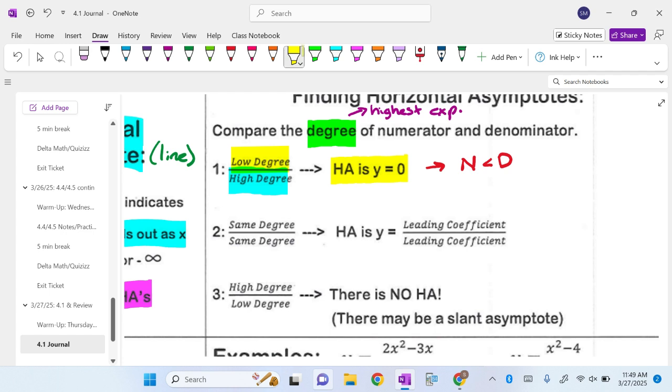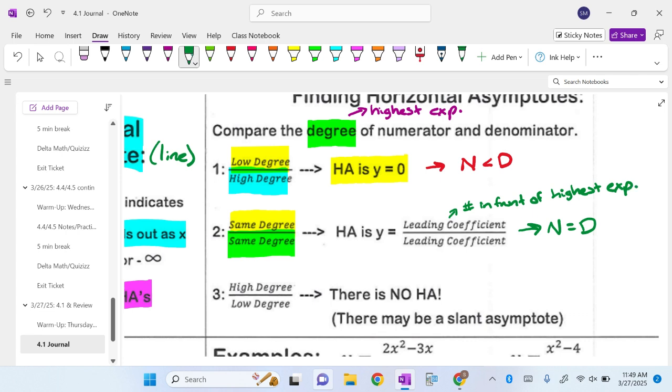If your numerator and your denominator have the exact same degree, meaning that their highest exponent is exactly the same, what you do is you take the leading coefficient, or the number in front of the highest exponent of the numerator, and divide it by the leading coefficient of the denominator, and that gives you your horizontal asymptote. And I'll do some examples of this.